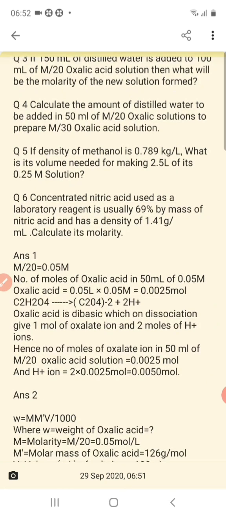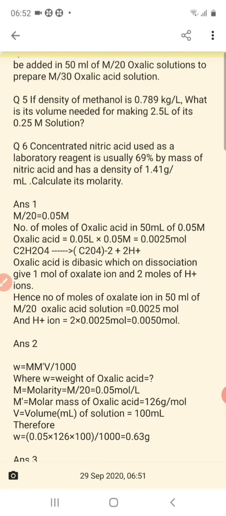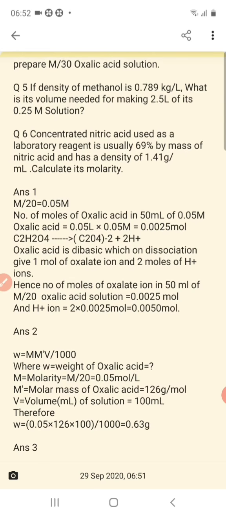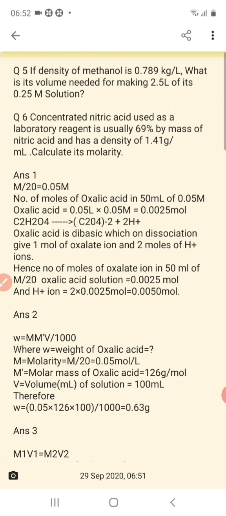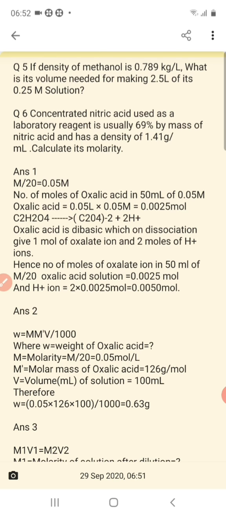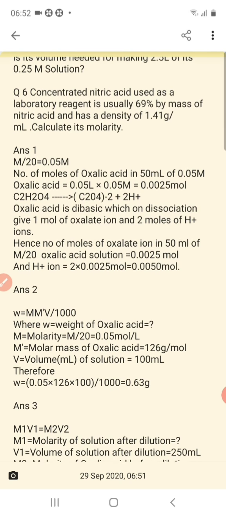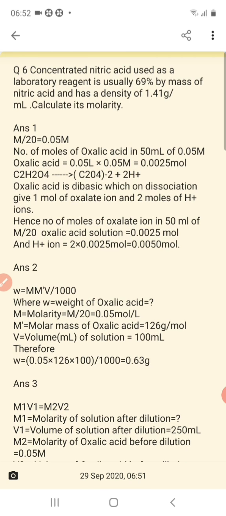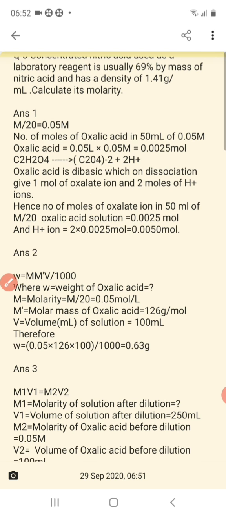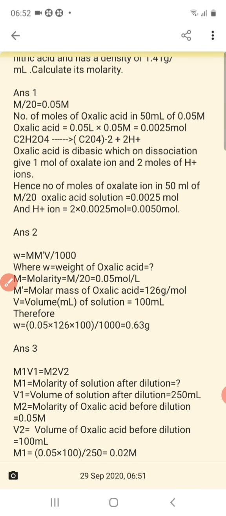For solving such type of problem, it is given that the molarity of the solution is M/20, and that will be equal to 0.05 molar solution. Now first of all you have to calculate the number of moles of oxalic acid present in 50 ml of 0.05 molar oxalic acid solution.